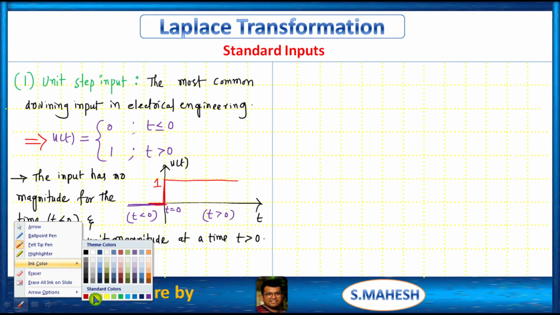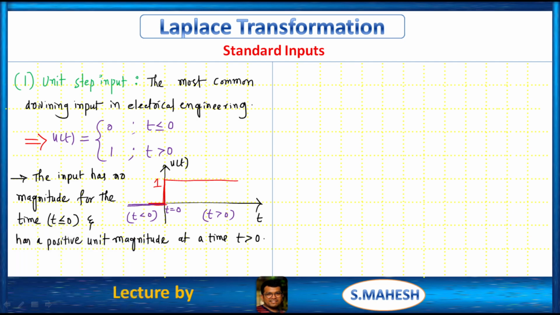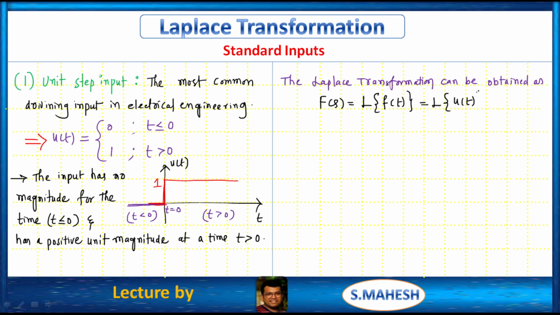Therefore the Laplace transform of this unit step function can be obtained as, we all know that F of s is equal to the Laplace transform of f of t, right? That is Laplace transform of u of t, which is equal to F of s, which is equal to integration 0 to infinity e power minus st into u of t dt.